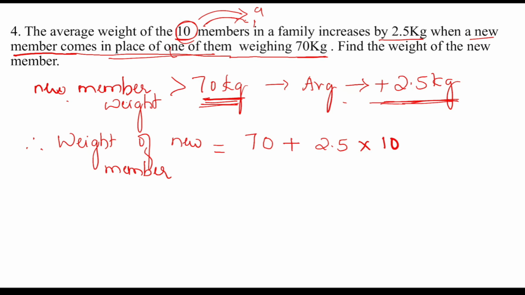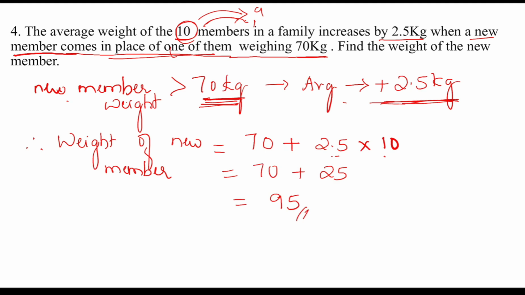So how much is it increasing? The average is increasing by 2.5 for how many members? 10 members itself. So 70 plus 2.5 into 10 is 25. So 70 plus 25 is 95. So the weight of the new member is 95.